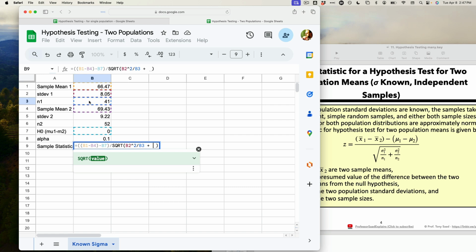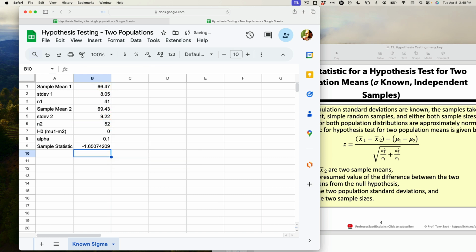And I mean, we could do this in Python. It would be much easier in terms of defining variable names. But this is nice and handy. You don't have to grab your Jupyter notebook for simple tests like this. I think it's easier doing it this way, plus standard deviation 2 squared, because that's the variance, over n2. Okay, close parentheses for the square root, and that gives us our sample statistic. Okay, and it's a negative value, minus 1.65.